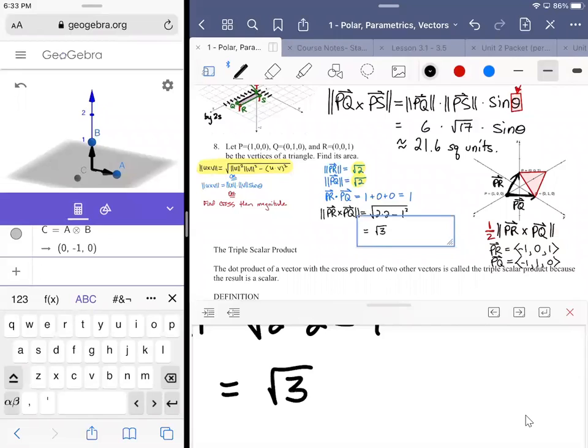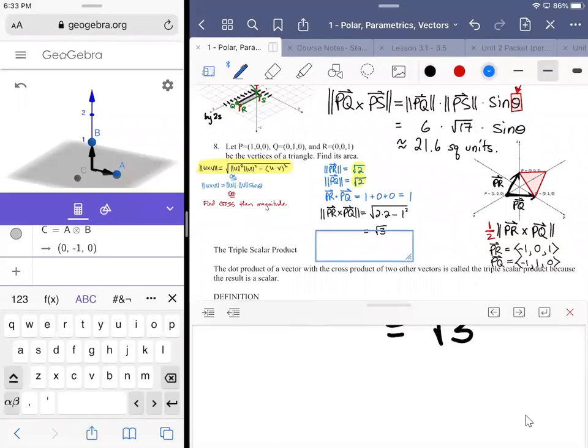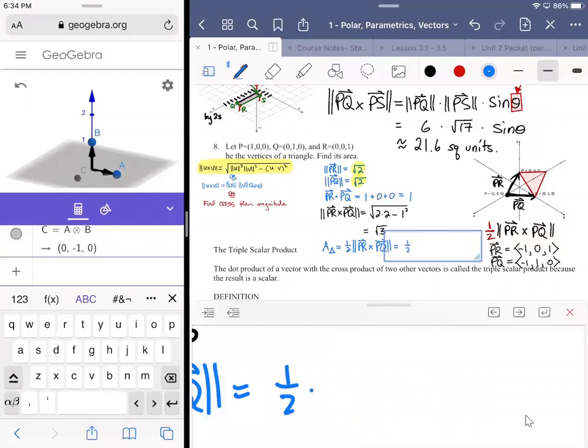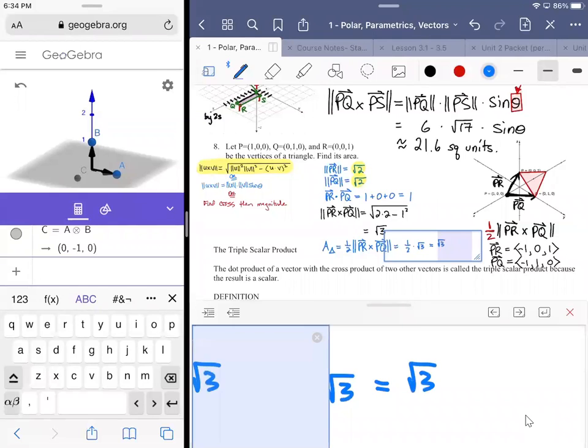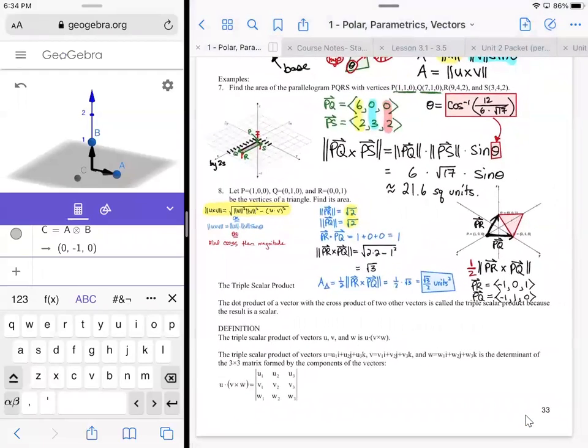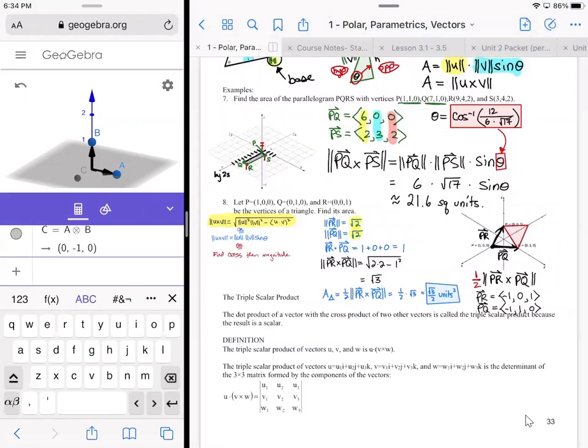I don't want the whole parallelogram, I only want half of it. So the area of the triangle would be 1/2, again, of the magnitude of PR crossed against PQ, which would be 1/2 times radical 3, or radical 3 over 2 square units. I'll just say units squared. So a little bit more crunching of the numbers, but not too crazy, I don't think, anyhow.